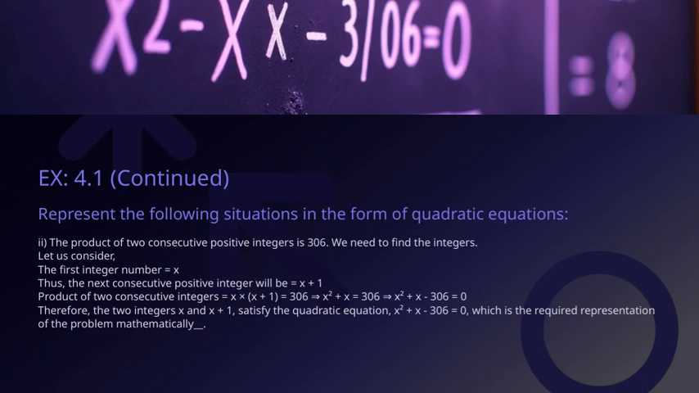This quadratic equation, x squared plus x minus 306 equals 0, is the mathematical representation of the problem. It captures the relationship between the two integers in an algebraic form. By solving this quadratic, we can find the value of x, and consequently, the two integers we're looking for. This approach illustrates how real-world problems involving consecutive numbers can be translated into algebraic equations for easier solving.